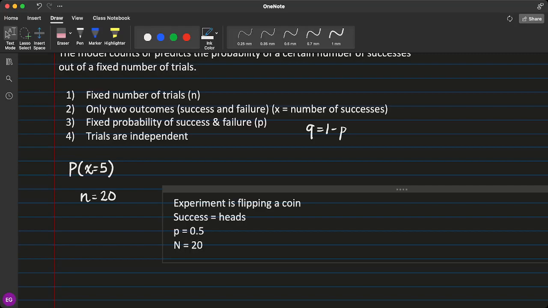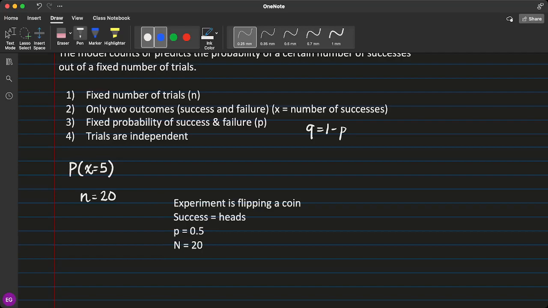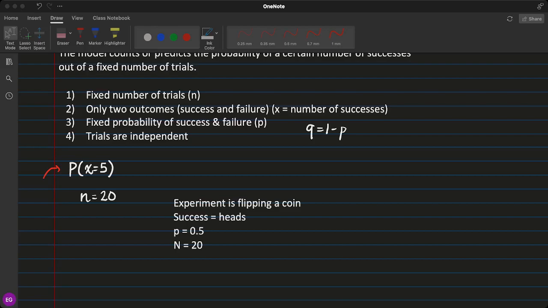Why is this a binomial experiment? Well, we have a fixed number of trials. We're going to do 20 flips. The probability of success is the same each time. There are only 2 outcomes, either heads or tails, success or failure. And the trials are definitely independent. So we're interested in calculating something like, what's the probability that 5 of those flips are successes, whereas the rest of them, the 15, are failures? We're going to go to StatCrunch to calculate this.